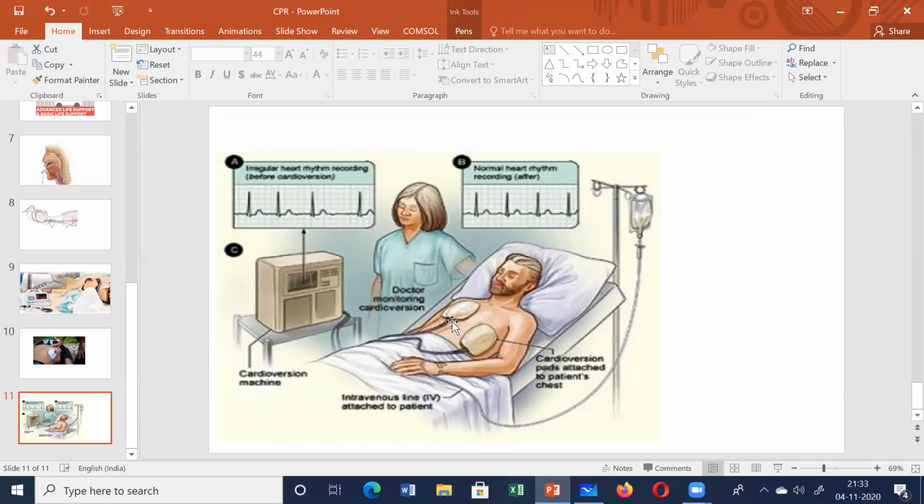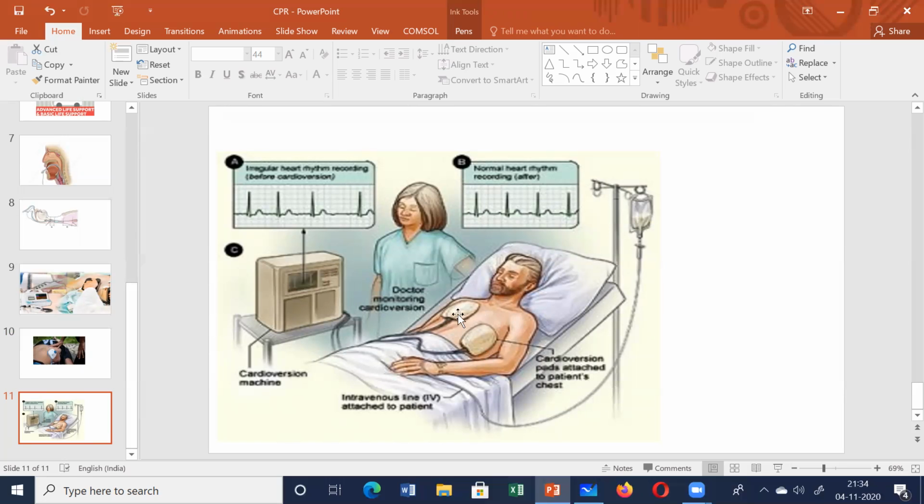Rhythm checks should be done only after 2 minutes of CPR, and should not immediately follow a defibrillation attempt. Immediately after defibrillation, don't start checking for the rhythm. It might not have reverted to the normal rhythm yet. Don't stop giving chest compressions immediately after the defibrillation. Continue giving chest compressions, and after 2 minutes, check whether the rhythm has come back to normal or not. This is very important.